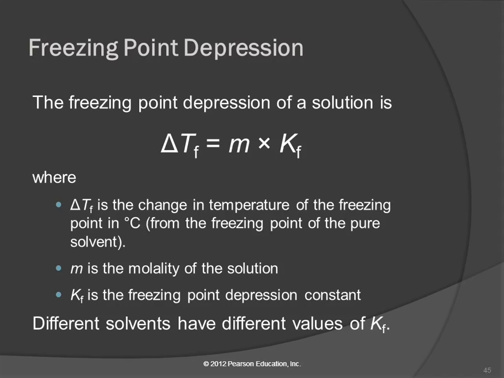So we actually have an equation that will help us to calculate how much the freezing point goes down. And this is the equation. Delta TF, delta meaning change in, the change in the freezing temperature is equal to the molality times a constant. This constant is called the freezing point depression constant because it helps us with freezing point depression. And it's going to be different for different solvents. This is something that you would either be given in a problem or you would have to go look up somewhere. On an exam, I'll give it to you.